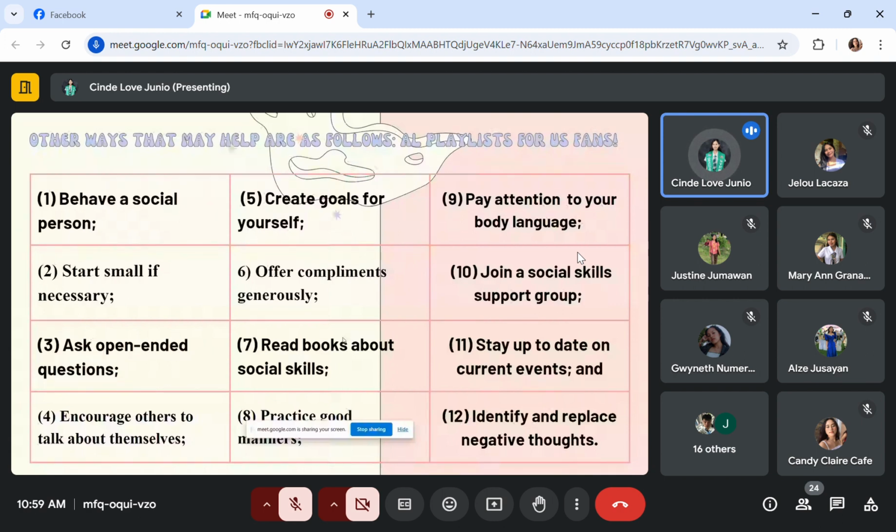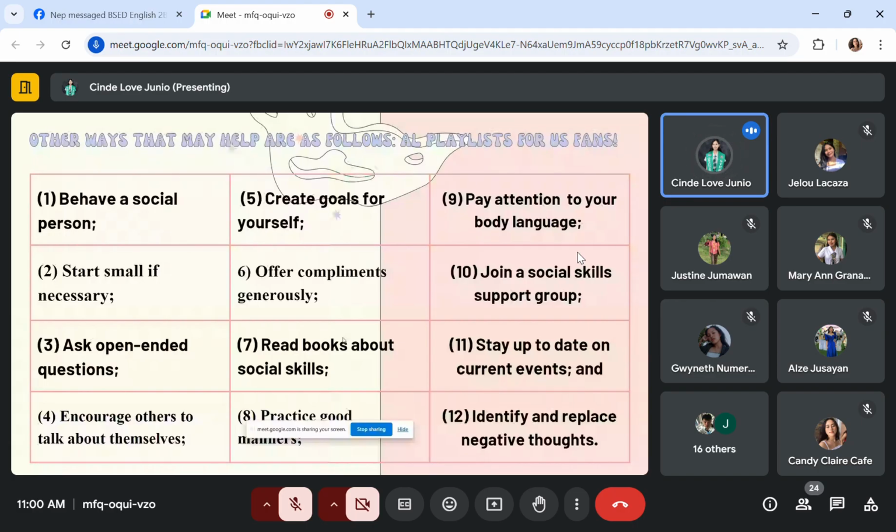Then the next is stay up to date on current events. So knowing what's happening in the world can help with conversation. So you can talk about whatever you read in the news or scroll through on Facebook, right? It can be your topic when you talk.